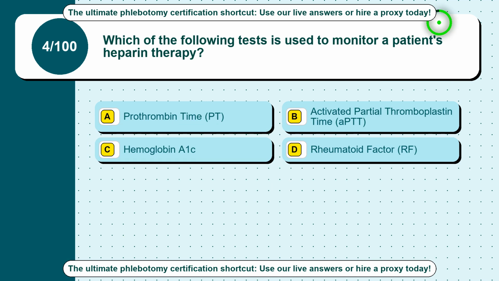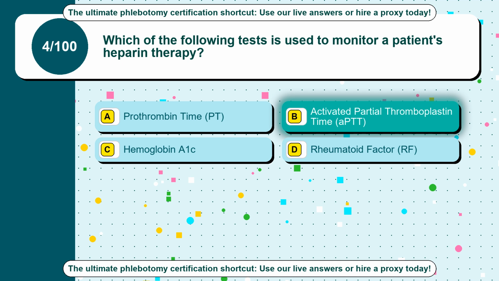Question 4. Which of the following tests is used to monitor a patient's heparin therapy? Option A, prothrombin time, PT. Option B, activated partial thromboplastin time, APTT. Option C, hemoglobin A1c. Option D, rheumatoid factor, RF. The correct answer is option B, activated partial thromboplastin time, APTT.